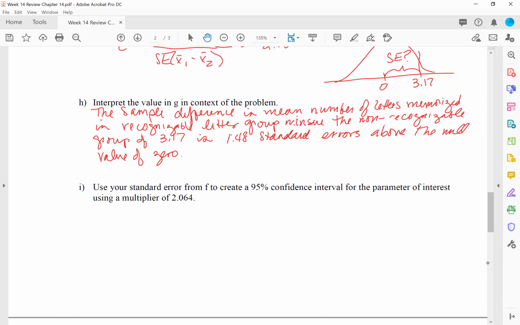All right, so to calculate our confidence interval, we're going to take the difference in means, not differences in proportions, plus or minus the multiplier times the standard error.